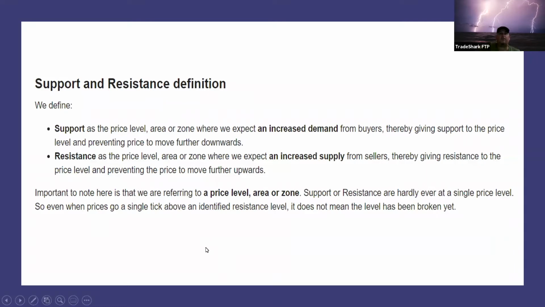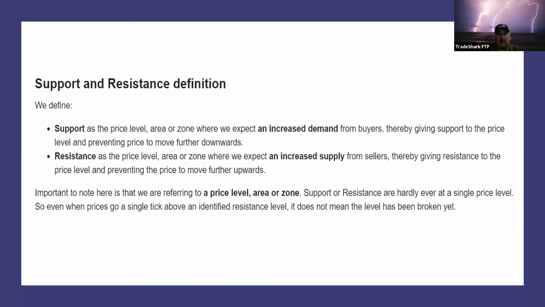So here's the definition of support and resistance. Support is the price level, area or zone where we expect an increased demand from buyers, thereby giving support to the price level and preventing the price from moving further downwards. Resistance, on the flip side, is the price level where we expect an increased supply from the sellers. That's where they're selling, okay, in order to give resistance to the price level and prevent the price from moving further upwards, okay? It's important to note that we are referring to a price level, area, or zone, okay?